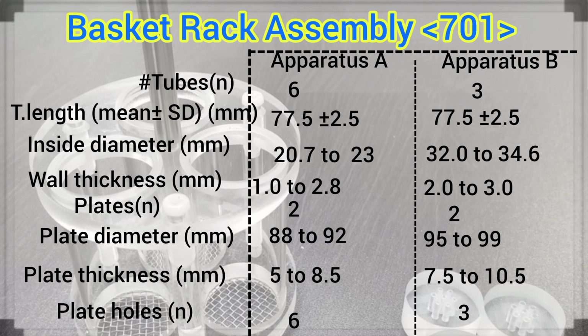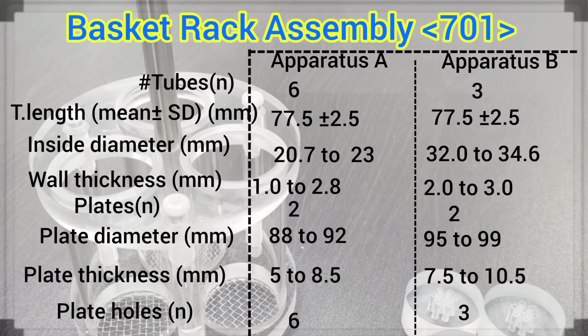Inside diameter for apparatus A is 20.7 to 23 mm and for B 32 to 34.6 mm. Wall thickness is 1 to 2.8 mm for apparatus A and 2 to 3 mm for apparatus B. Number of plates for both apparatus is 2. Plate diameter is 88 to 92 mm for apparatus A and 95 to 99 mm for apparatus B.